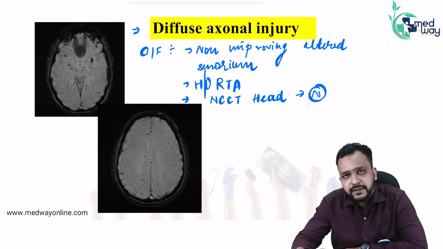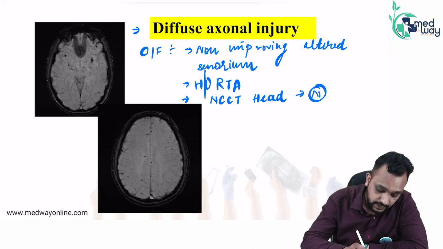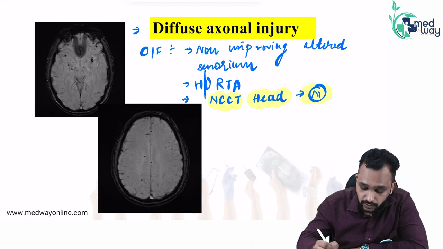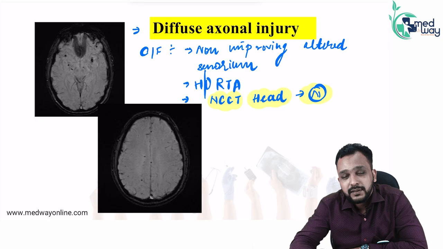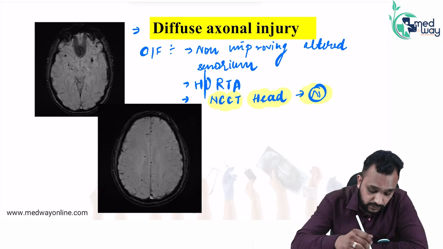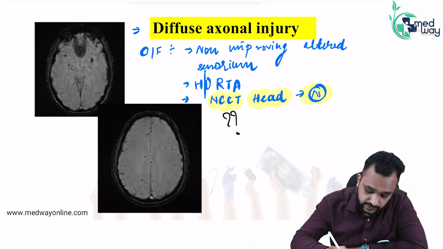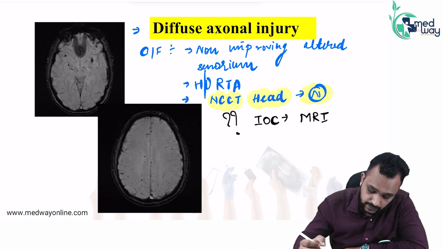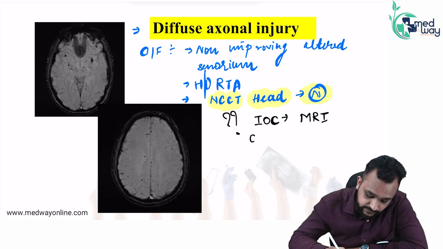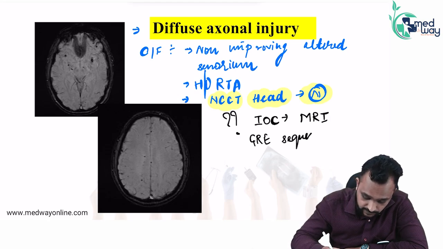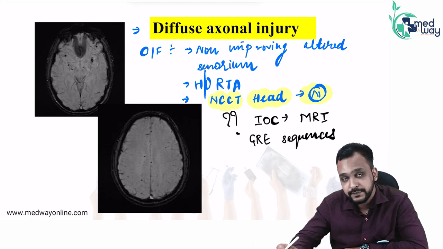Non-improving altered sensorium, history of road traffic accident, and you have an NCCT head which is completely normal. So sir, you have told that NCCT head is normal, altered sensorium is there, then how do you diagnose? What is the investigation? Investigation of choice is MRI, and within the MRI you will have gradient echo sequences which are going to identify this bleed, right?